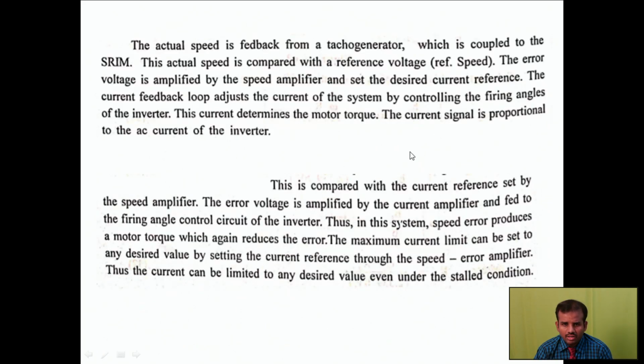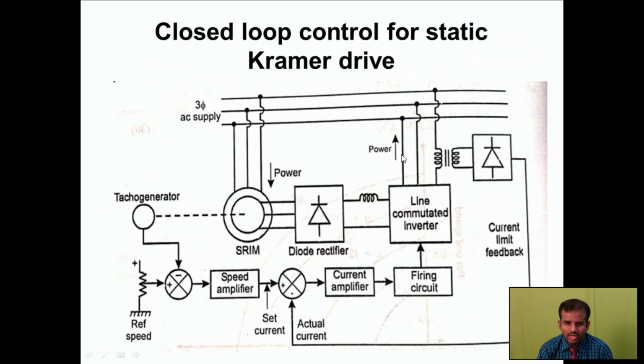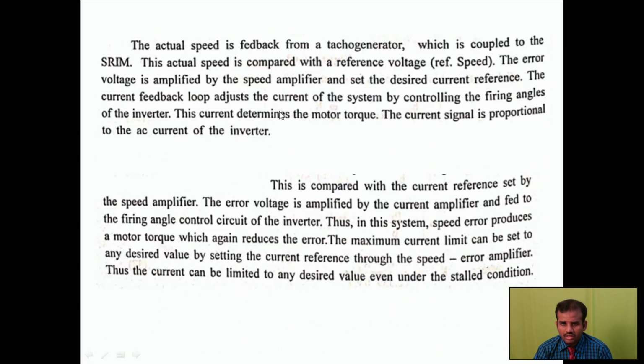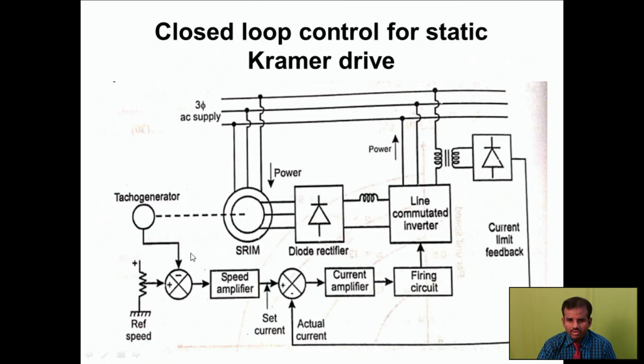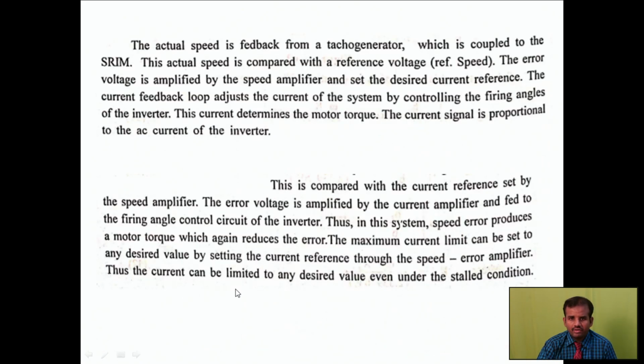In this closed loop control for the static Kramer drive, the actual speed is fed back from the tacho generator, which is coupled to the slip ring induction motor. This actual speed is compared with the reference speed, and the error voltage is given to the speed amplifier. The speed amplifier then sets the desired current reference.